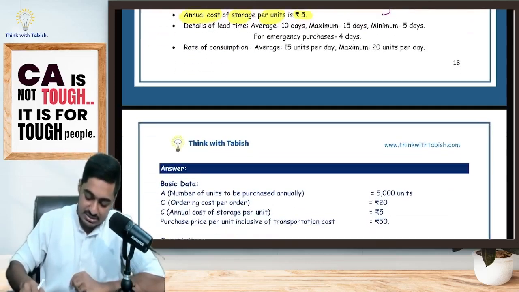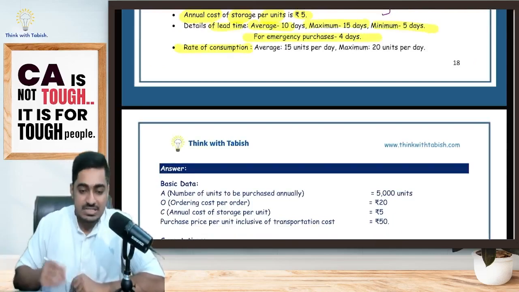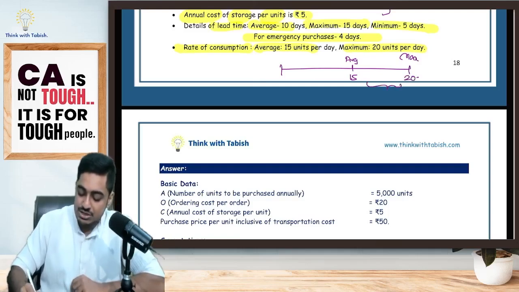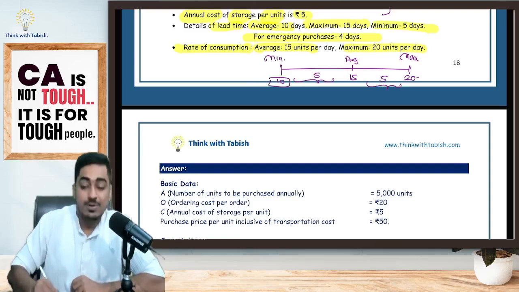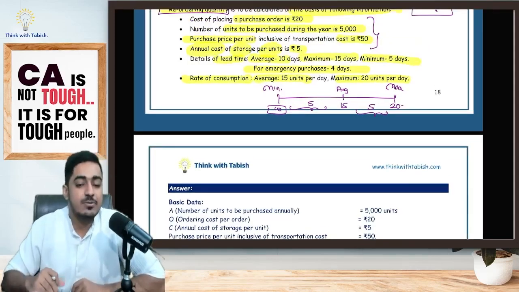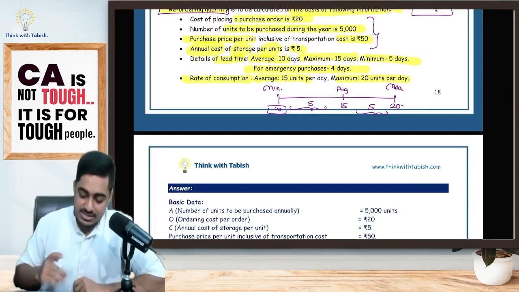Perfect. Next, details of lead time. Average is given, maximum is given, minimum is given, emergency is also given. Fine. Rate of consumption, that is usage rate: average is 15, maximum is 20, minimum is not given. Tell me students, on an average, how many units am I using in one day? 15. Maximum, how much can it go? 20. That means 5 units more. That means minimum will be 10. Even without calculation I know, but still, in the examination, I will calculate. Data is ready in front of my eyes. I will write down the data and solve. Is this clear, everyone?